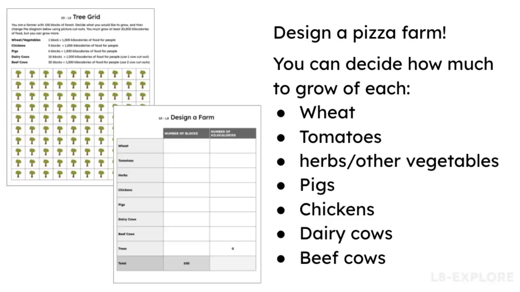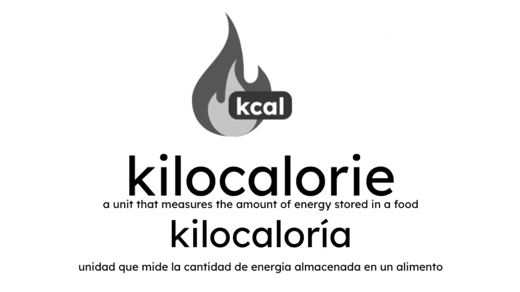For the Explore portion, you'll divide students into groups and tell them they will have a chance to design a farm to make pizza with the following product choices: wheat, tomatoes, herbs or other vegetables, pigs, chickens, dairy cows, and beef cows. You'll have students turn to the tree grid and design a farm student journal pages and go over the kilocalorie and land requirements for each type of food at the top of the tree grid student journal page. You can post and discuss the kilocalorie vocabulary card.